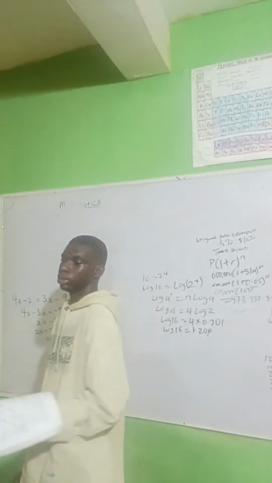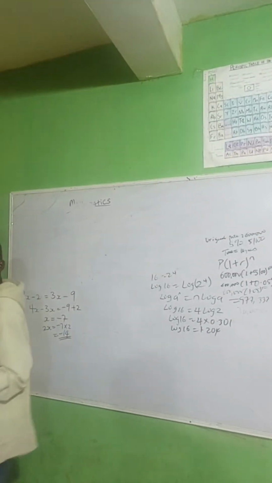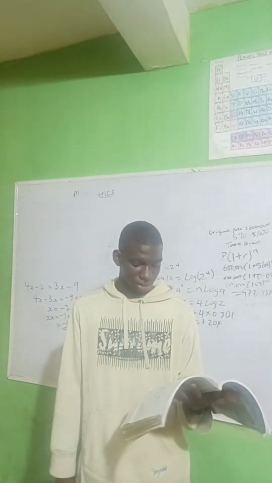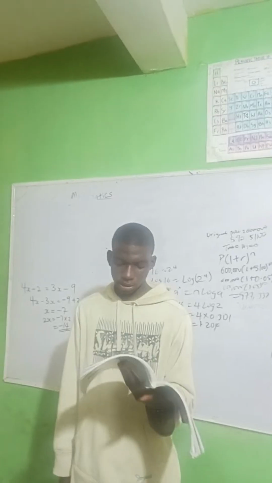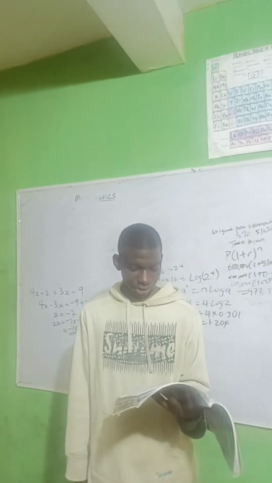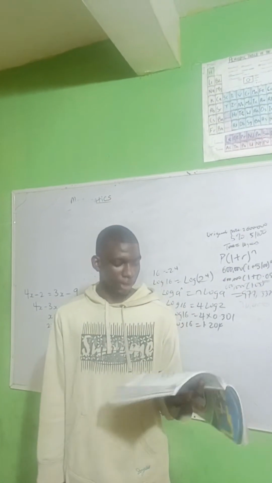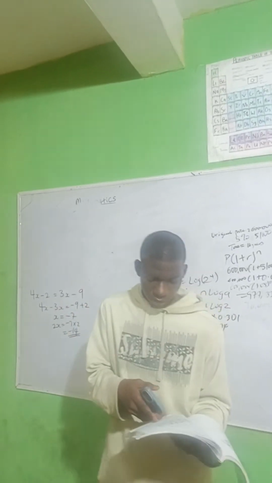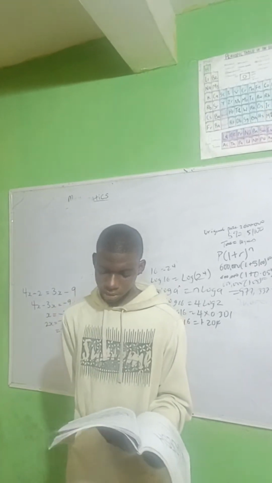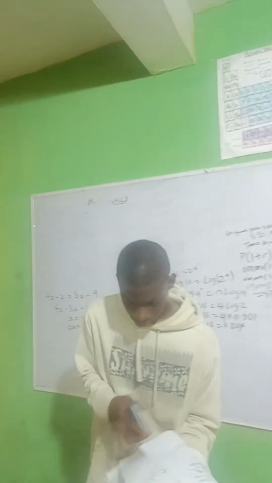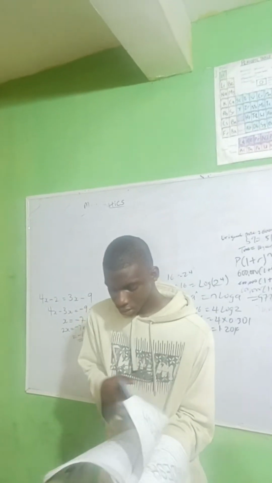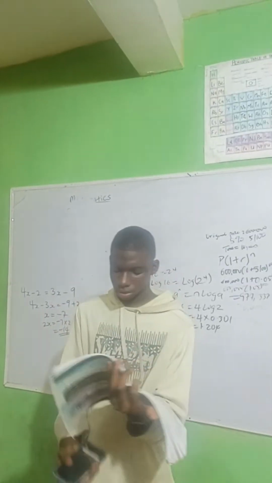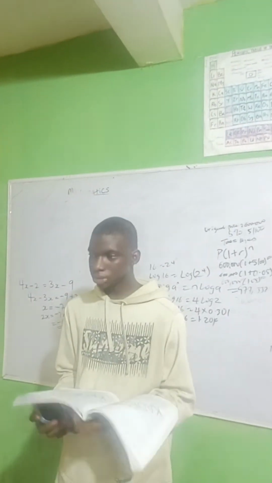So now, listen. They say the scores in history of 9 students are 60, 75, 66, 84, 59, 74, 48, 56 and 90. They say find the mean of the scores. Calculate the mean score.